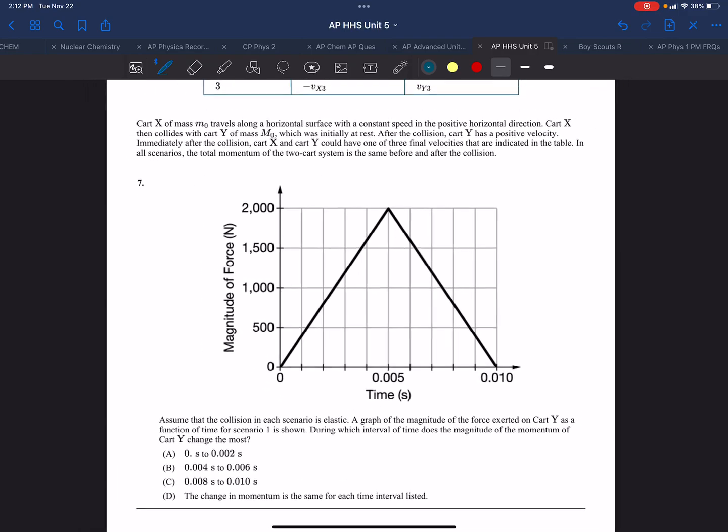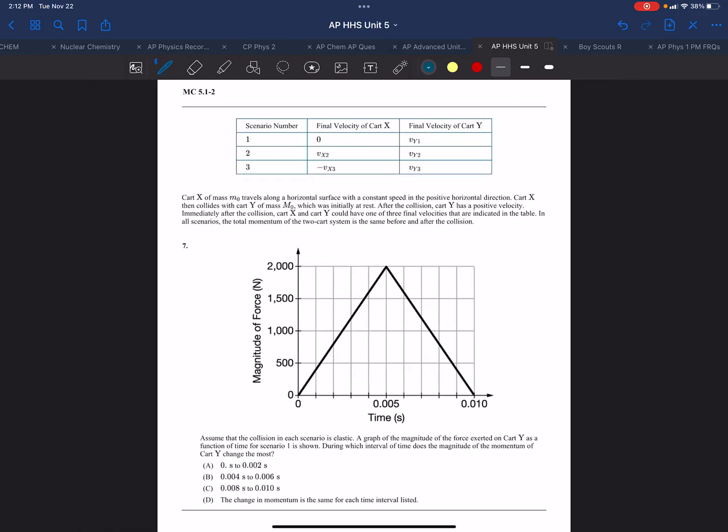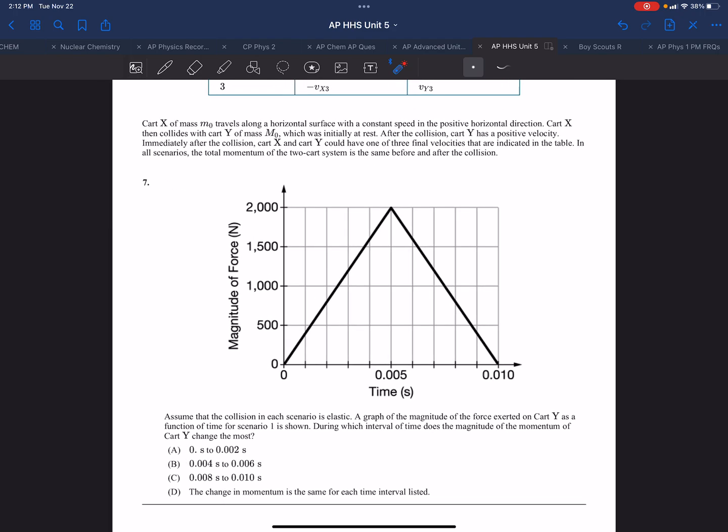This question is a rather bizarre question because there's so much to sort through. There is this table up top, there's a description of what it shows, there is a graph, and then there's a question. And so I will do what we usually do, which is to analyze the graph. So our origin is at 0, 0, force and time, our x and y axes.